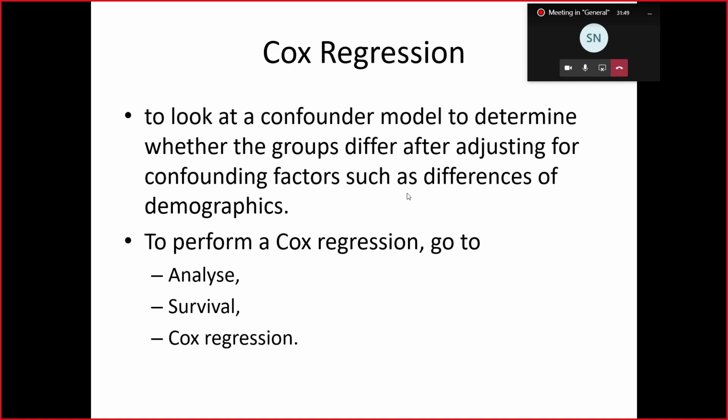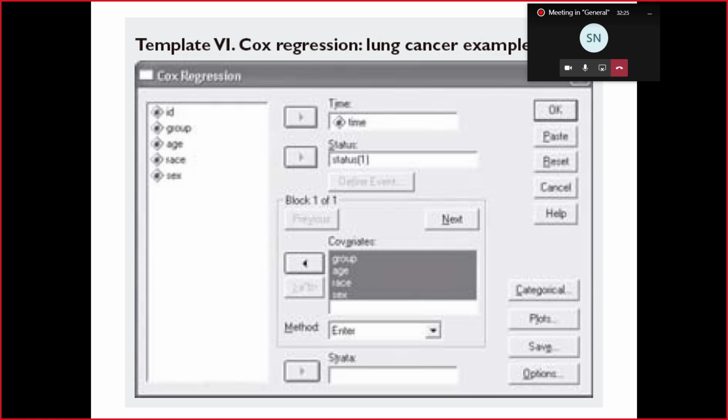So Cox regression ni dia look at the confounder model to determine whether the groups differ after adjusting for confounding factors. Okay, why? Because basically we have issues, data yang kita collect ianya berbeza. Adakah perbezaan yang berlaku disebabkan oleh perbezaan faktor lain ataukah disebabkan oleh rawatan yang diterima? Contohnya lah. Okay, so in this case, to run the Cox regression same like survival, only difference kita select Cox regression. So analyze survival and Cox regression.